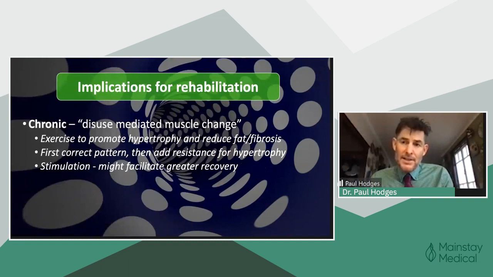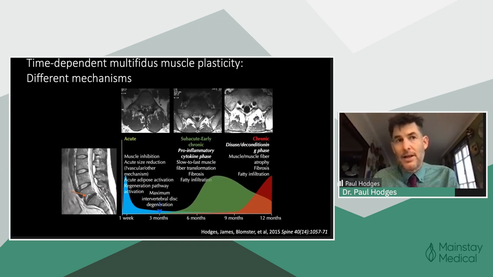And in this case, exercise again is going to be important, but a critical aspect is we need to make sure that the muscle that is problematic is engaged. And if we simply do back extension exercises, we're not necessarily going to be engaging the multifidus muscle. So we need to make sure that we change the pattern first and then add the load to have the impact on muscle hypertrophy. We can do that with exercise, maybe stimulation is another possibility.